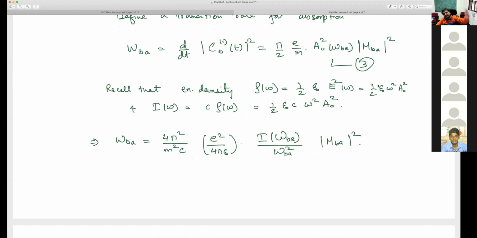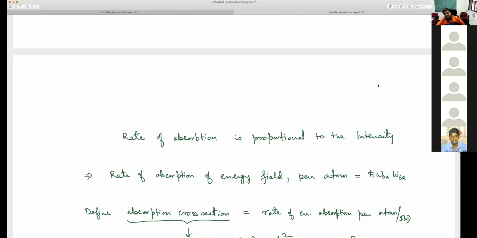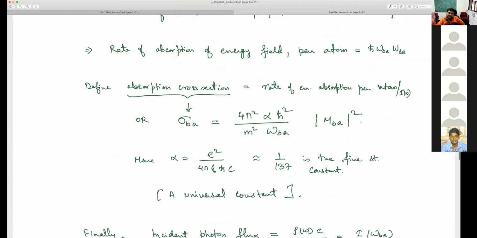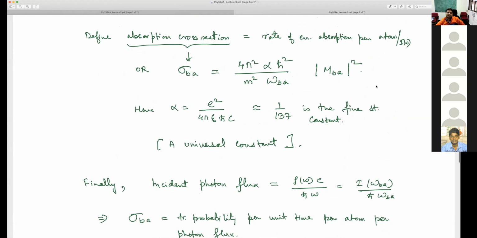The rate now I can write in terms of intensity, I can write it in terms of the photon flux, or I can define what is called the absorption cross section, which is the rate of energy absorption per atom as a function of, let's say, I(omega), and so on. So that's all I had here. So questions now. It's a good time to stop for questions.